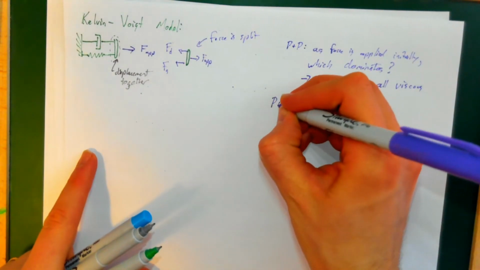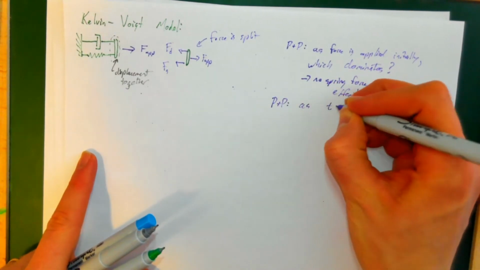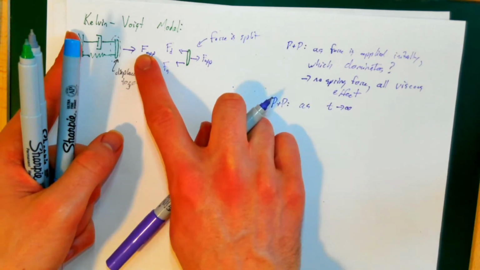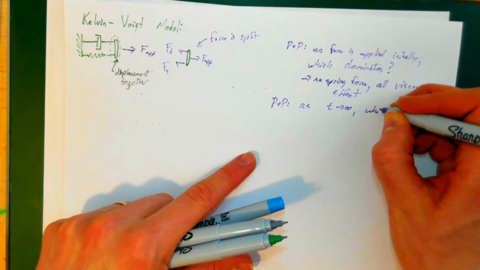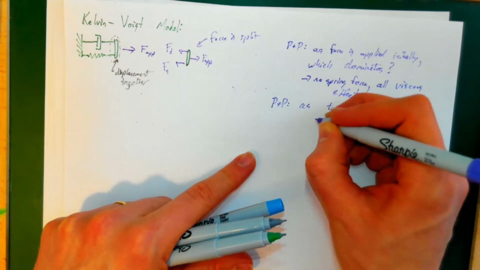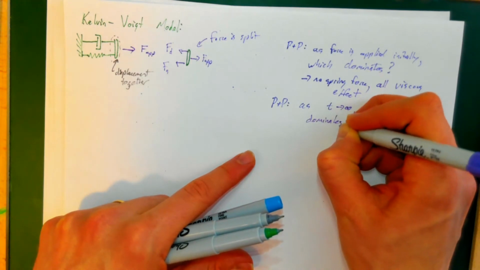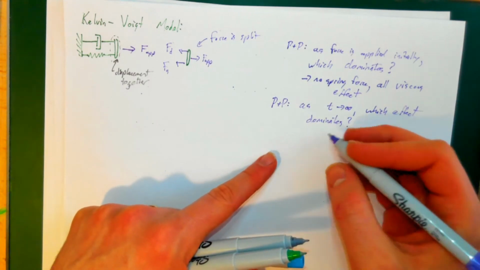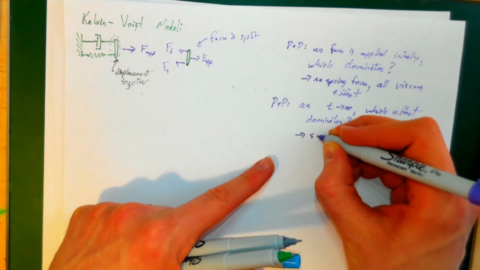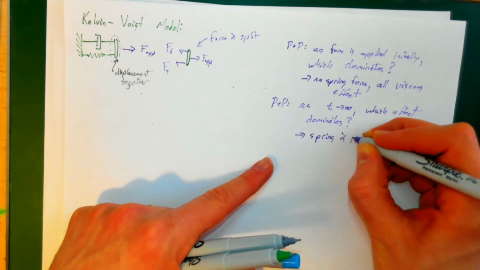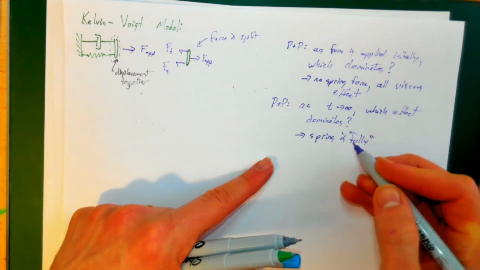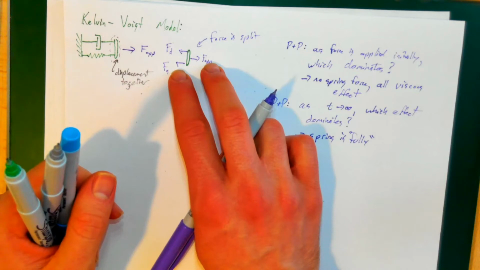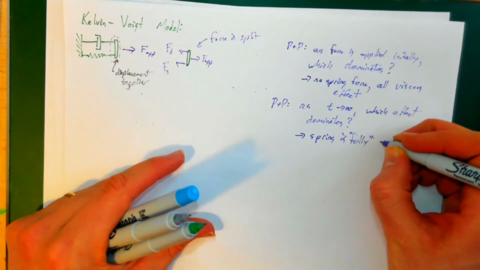Take a moment now, pause and ponder. As time goes to infinity, i.e. after we've been applying this force for a very, very long time, which effect dominates? Well, perhaps you've thought of it by process of elimination. As time goes to infinity, basically the spring is fully stretched out. And by fully, I mean the spring gets stretched out so much that it balances with the applied force. So the spring gets fully stretched.